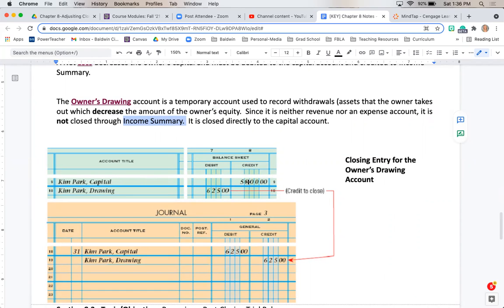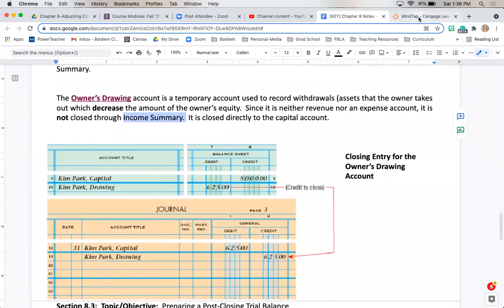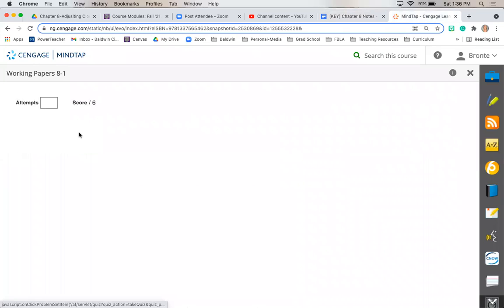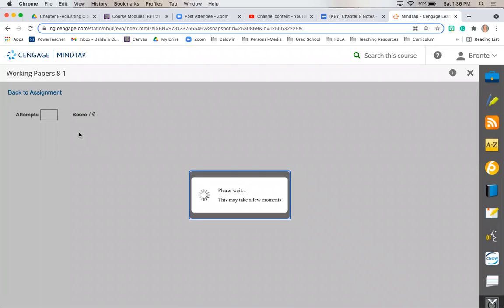Normally capital has a credit balance, drawing has a debit balance. In order to close it, we have to do the opposite. So drawing is going to get a credit here and capital is going to get our debit. Okay, let's go to MindTap and perform these entries.